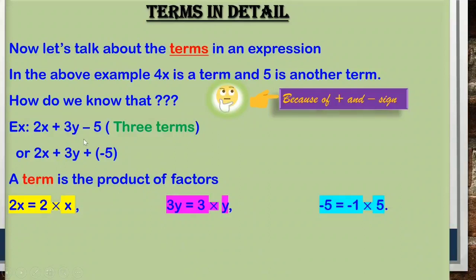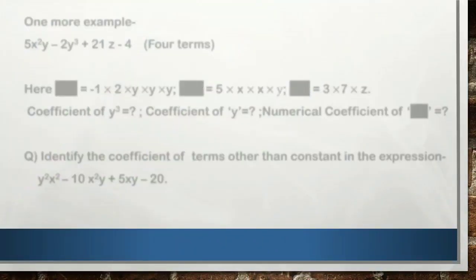Similarly, 3y is written as 3 into y. Minus 5 can be written as minus 1 into 5. So a term is the product of factors. Now, why am I telling you all these things? Because this is going to help us in determining whether the given terms are like terms or not. Let us take one more example.